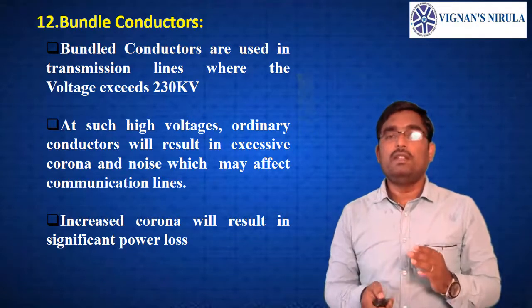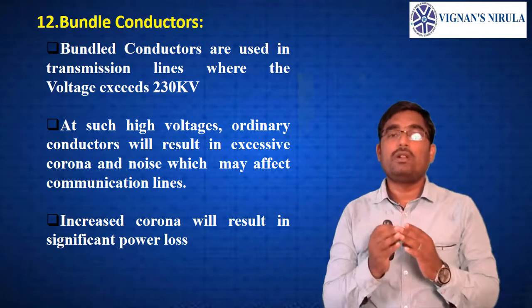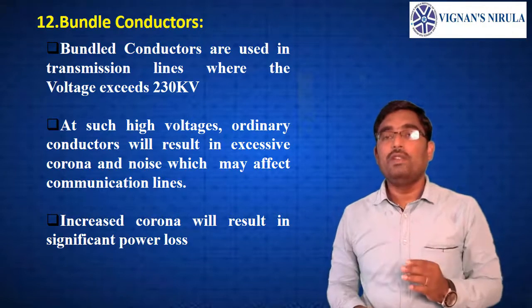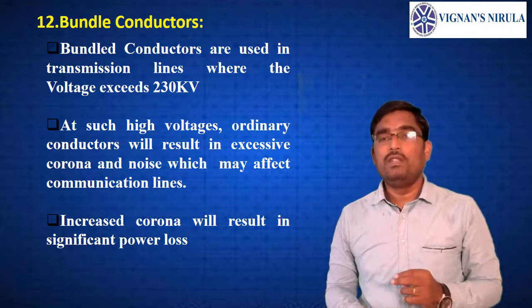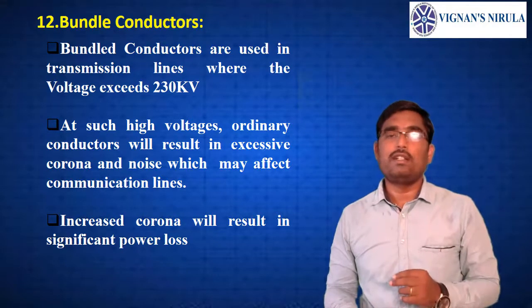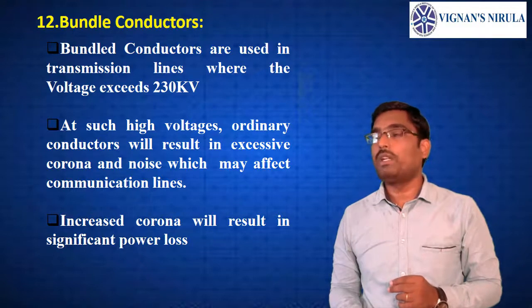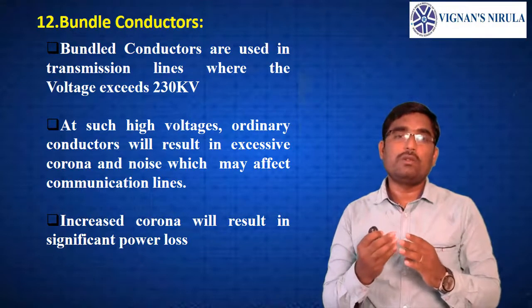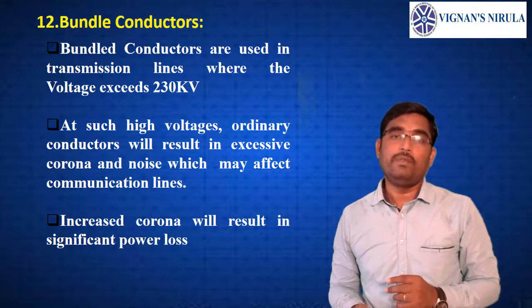So this is the definition for corona. Corona is the phenomenon of hissing noise and ionization of the air around the conductor, which may affect the communication lines also and creates interference, and losses also in electrical terminology. Increased corona will result in significant power loss because of this flash and ionization of air around the conductor, which creates a significant power loss throughout the conductor.